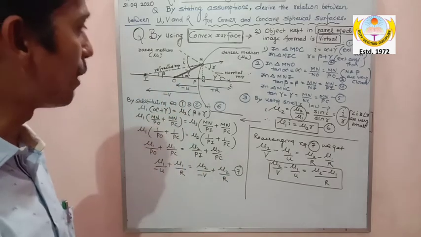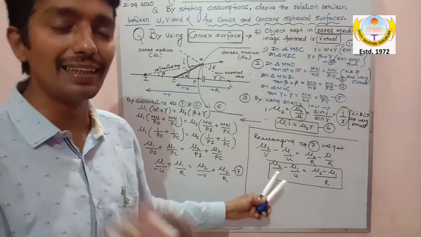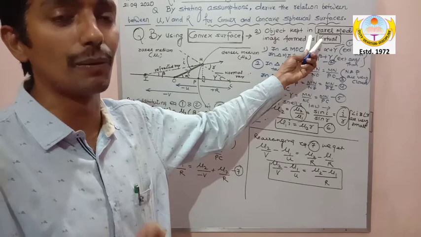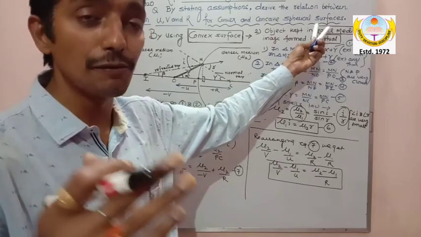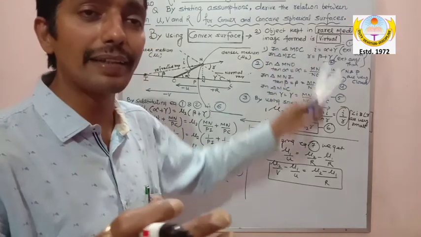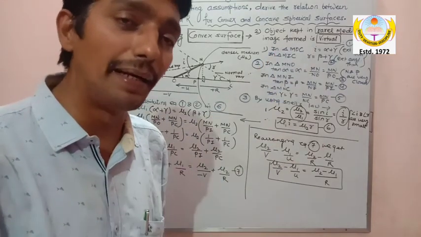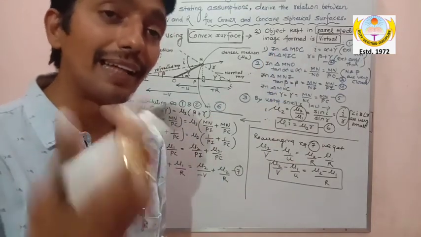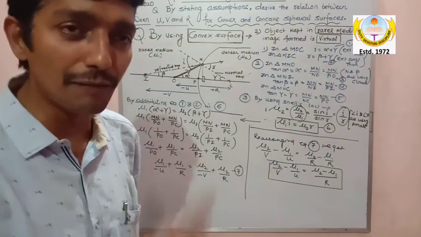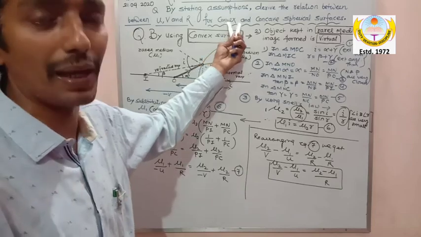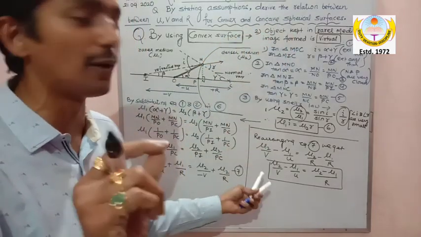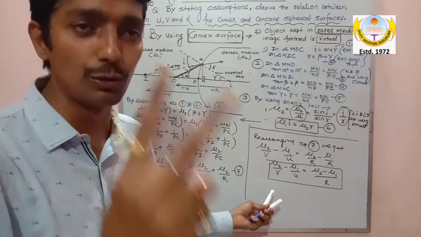So what I have observed, my dear, is that the formula is still the same. There is no effect of the real image or virtual image. There is an effect on the formula if the object is kept in the rarer medium or in the denser medium. It does not affect the formula whether I am using a convex surface or a concave surface. The formula is one and only one. Actually there are two formulas.